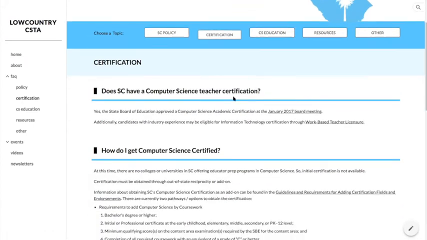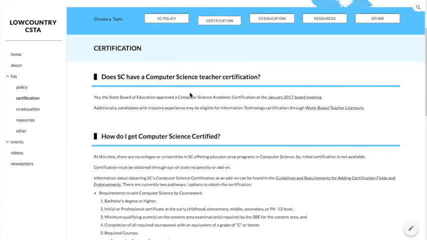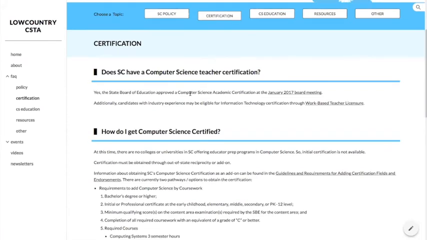And one of the things that have been around for over a year now, actually 2 years, is the computer science certification. So there is computer science certification in the state of South Carolina. Currently, though, the only way to obtain that is through reciprocity, up until a couple months ago when they finally released guidelines to get it. So for a while there, the only way to have been able to get computer science certified is if you were computer science certified in another state. We still don't have any colleges or universities in South Carolina offering an educator prep program in computer science. So right now it's either through reciprocity or through add-on.